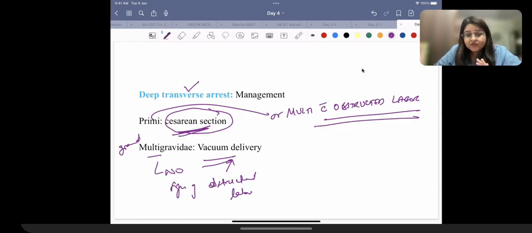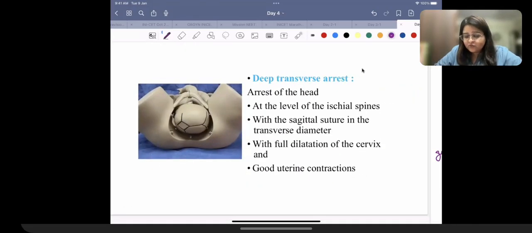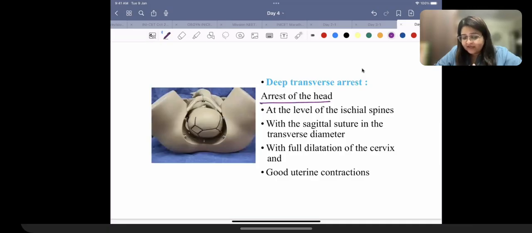Okay, vacuum or ventouse. There is no role for forceps here because here you will use rotational forceps and the head is at zero station. It's very high for forceps. So vacuum delivery is the best if there are no signs of obstruction. But when there is obstructed labor, whether it is a primi or a multi, you will do a cesarean section in deep transverse arrest. So what is DTA? It is arrest of the head at the level of the spines with the sagittal suture in the transverse diameter of the pelvis despite full dilatation, despite good uterine contractions.